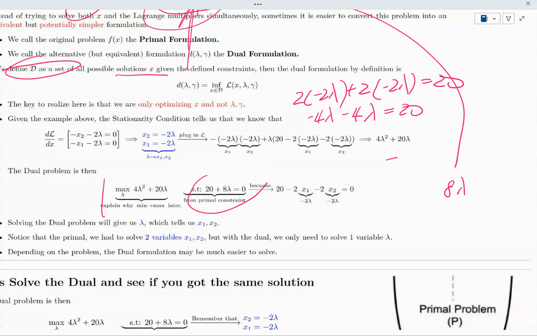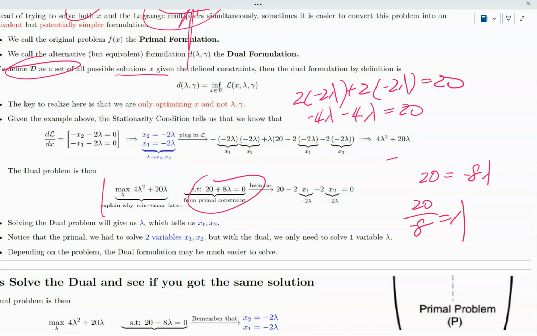Once you see the constraint, we know what lambda is. Lambda is simply, 20 equals minus 8 lambda. Therefore, 20 divided by minus 8 is equal to lambda. So now we have lambda. Then once we have lambda, it's pretty easy to solve this because we know exactly what lambda has to be. Notice how if we know lambda, we know x1 and x2. So this is another way to essentially solve the original formulation.